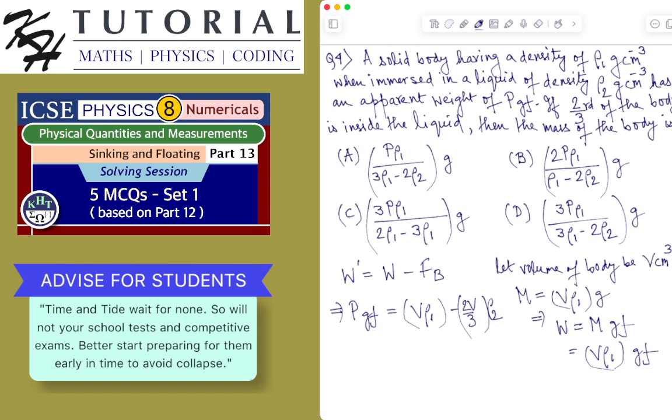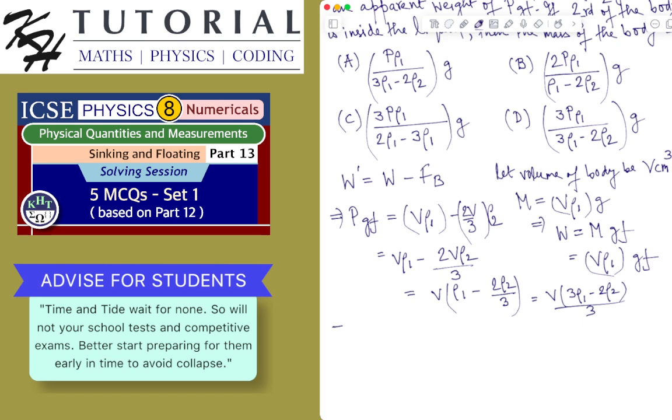The question has asked the mass of the body. So this is equal to V rho 1 minus twice V rho 2 divided by 3. This is equal to, if I take V common, V into rho 1 minus twice rho 2 by 3. This is equal to V into thrice rho 1 minus twice rho 2 divided by 3.